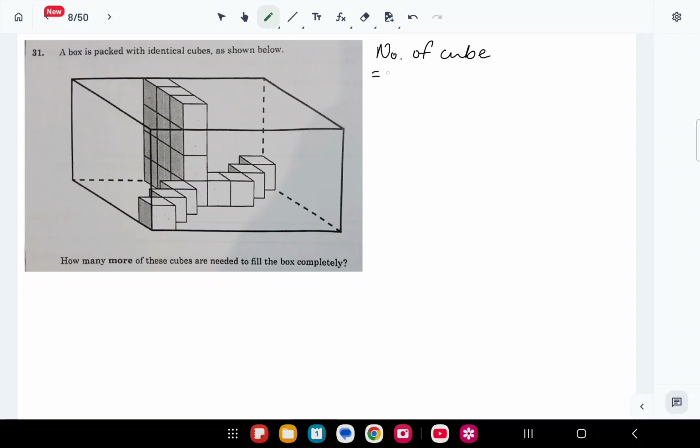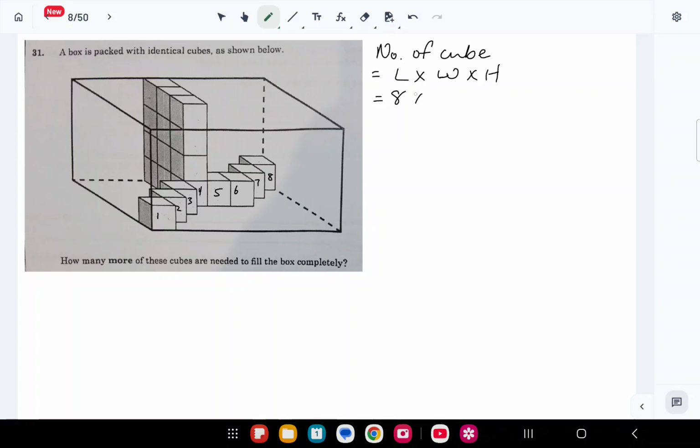To calculate that, we take the length, multiply by the width, multiply by the height. The number of cubes that form the length, the number of cubes that form the width, multiply by the number of cubes that form the height. So let's calculate the length. This is 1, 2, 3, 4, 5, 6, 7, 8.